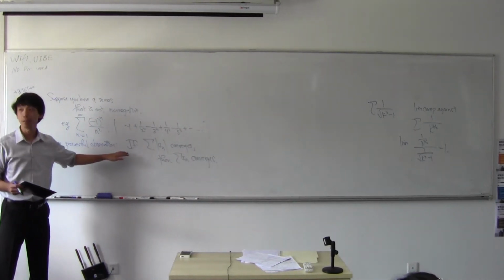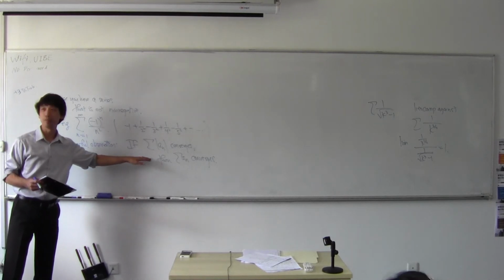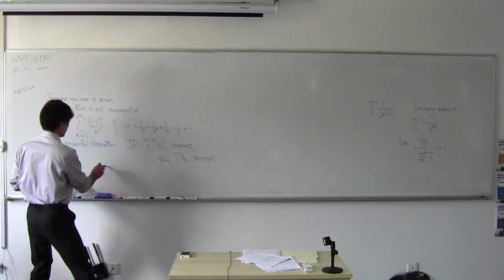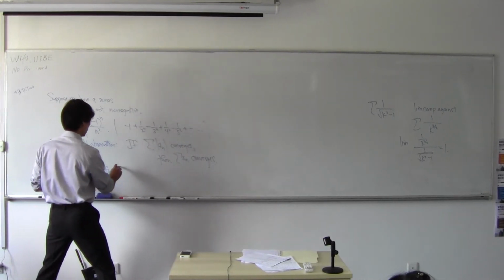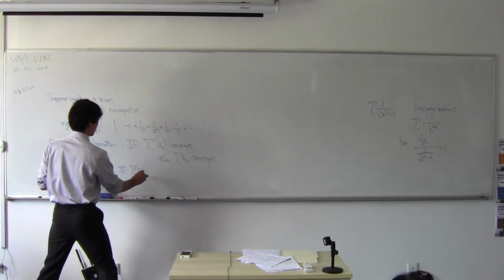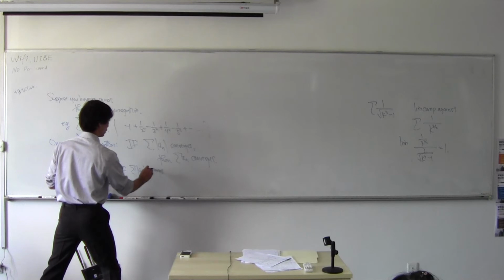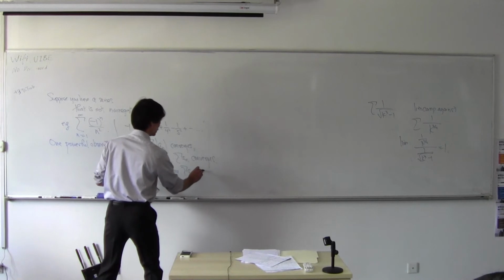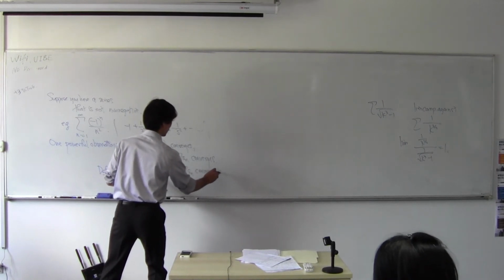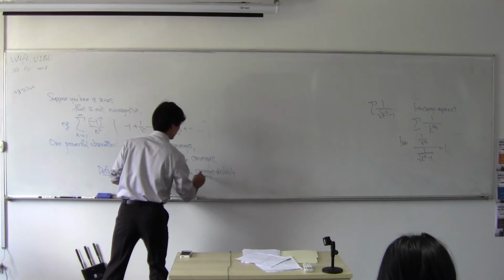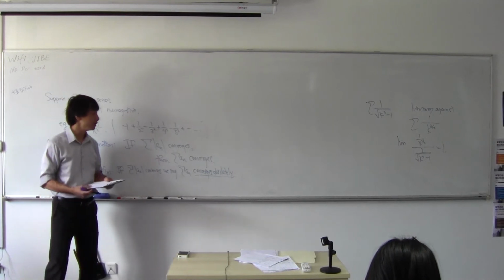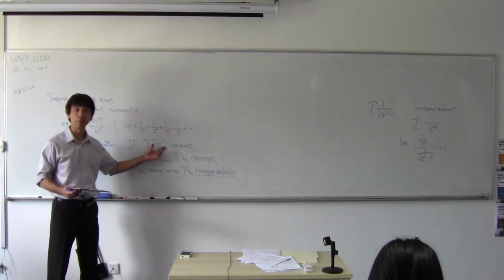Okay, if the sum of the absolute values converges, then the sum of the original series converges. There's a terminology for this. If the sum of the absolute values converges, we say that the series converges absolutely. So what this is saying, using this new language, is that if you converge absolutely, then you converge.